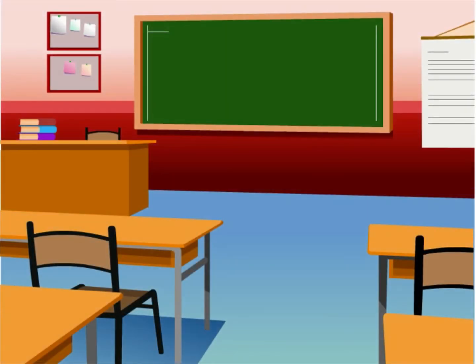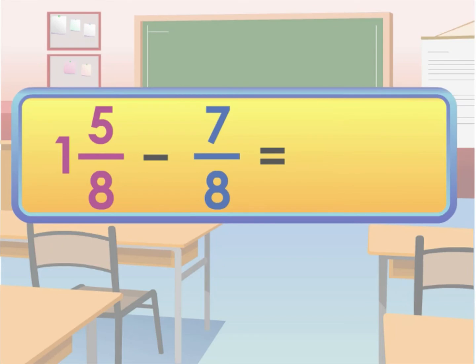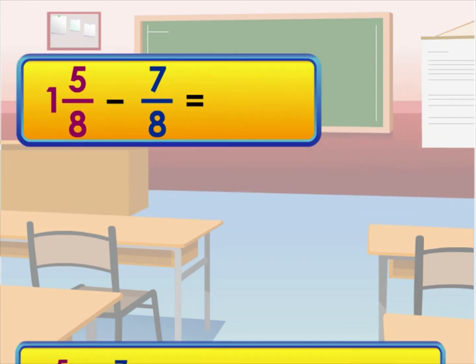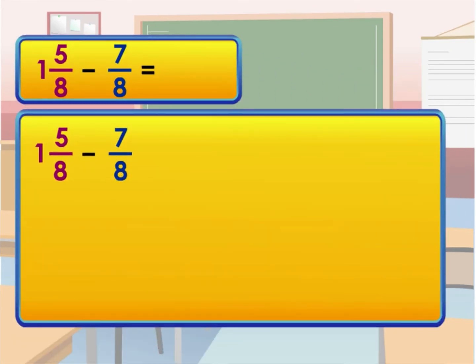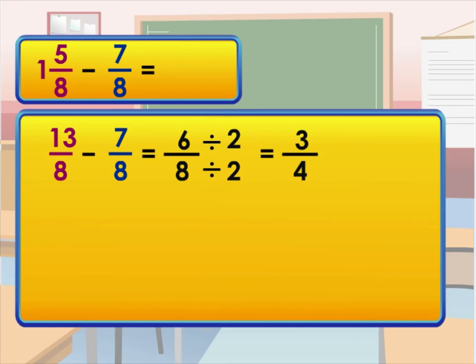Let's calculate using the procedural method. 1 and 5 eighths minus 7 eighths. Here the subtrahend numerator in 7 eighths is larger than the minuend numerator in 1 and 5 eighths. To subtract, the minuend is converted into an improper fraction as 13 eighths or 13 over 8. Now the numerators in 13 eighths and 7 eighths can be subtracted. The difference, 6 eighths, is renamed in lowest terms as 3/4 or 3 over 4.